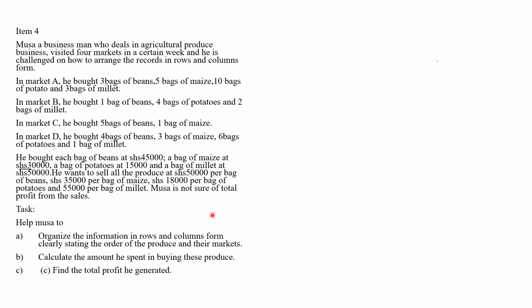Organize. Now, as long as you see rows and columns, those are matrices. Do not just draw a table and leave it there. Extract those matrices and possibly make sure that you also put the order. Now, here we want to also calculate the amount he spent in buying this produce and find the total profit he generated.